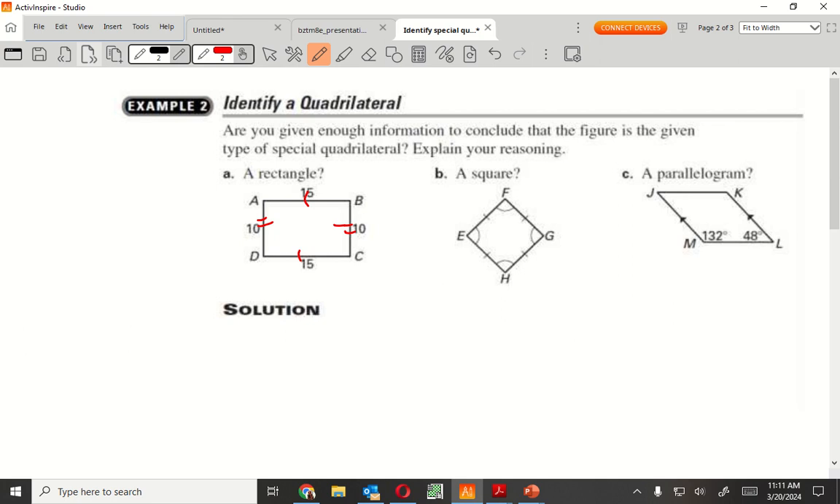Because it doesn't say that it's right angles, anyone playing on their phone while I'm talking, it wasn't you this time.